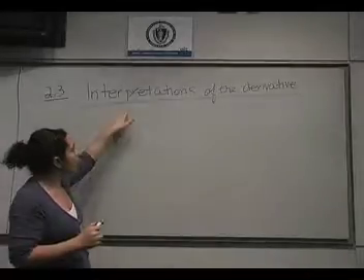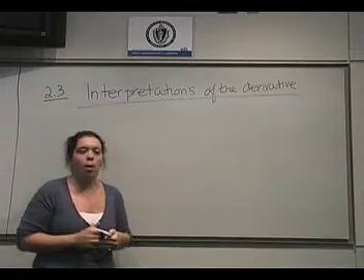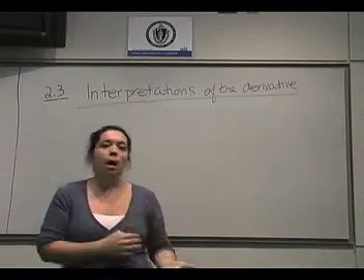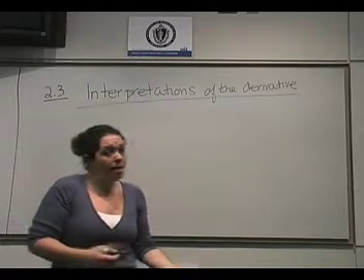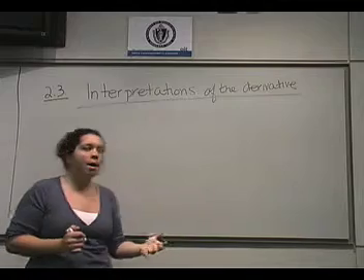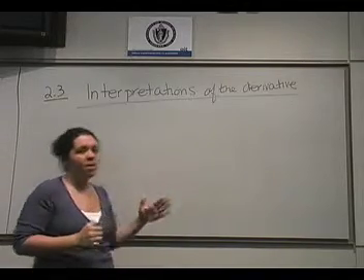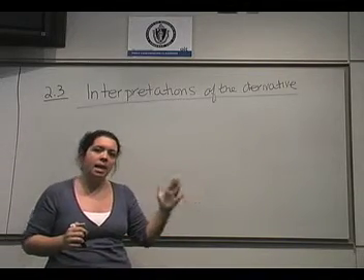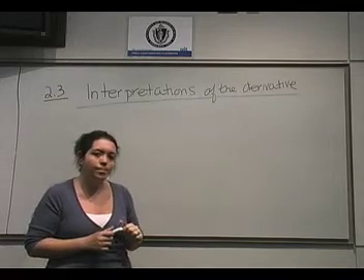Okay, let's talk about interpretations of the derivative. We've started talking about where the derivative comes from and what it means. And again, the derivative is the slope of the tangent line. We saw a couple lectures ago that we can get that tangent line by taking the secant line and getting closer and closer to the spot we want.